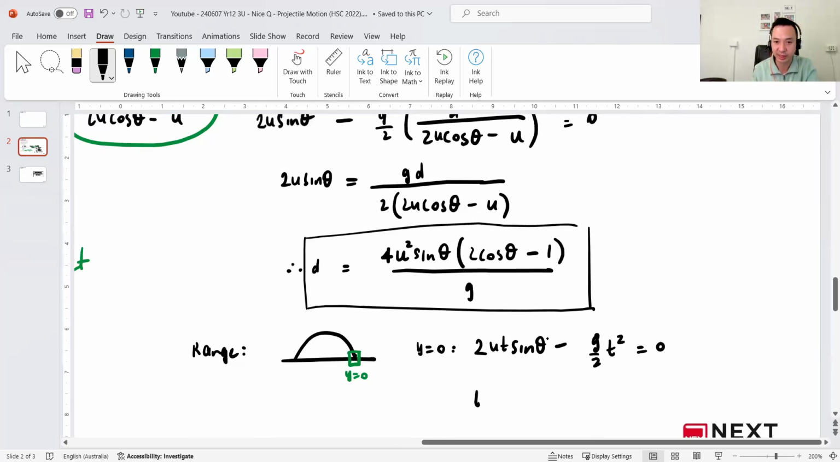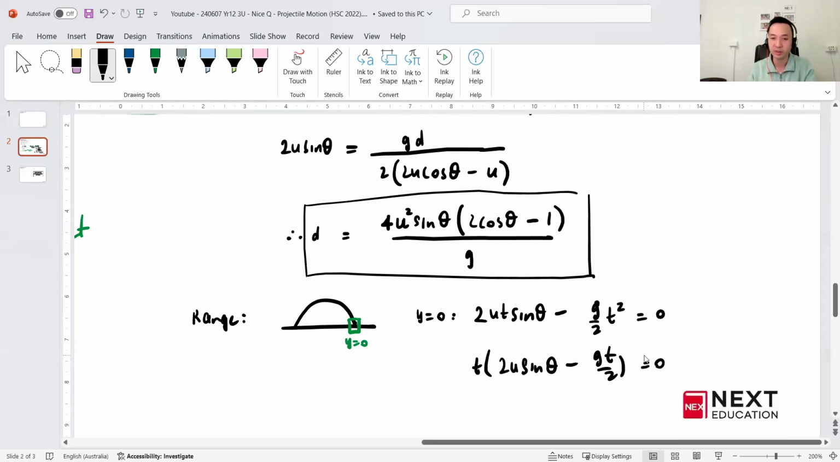Once again, factorize t out, right? 2u sine theta minus (1/2)gt. So obviously t is 0, don't want that one. And then if I made t the subject here, bring it over, times 2 divided by g, so t equals 2u sine theta on g, okay? That's the total time of flight.